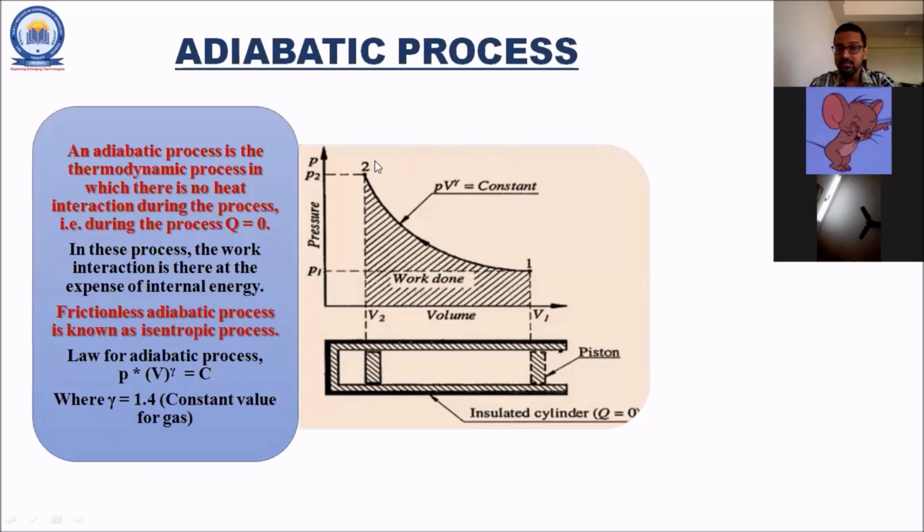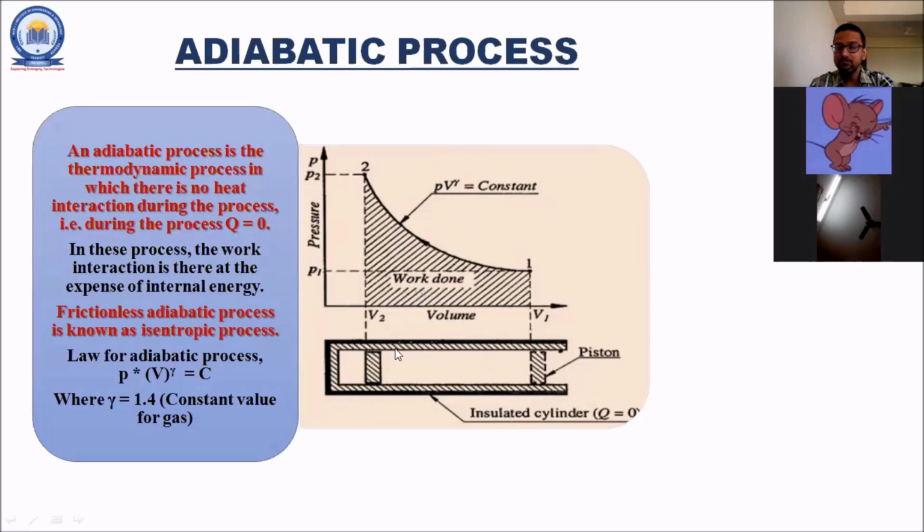If we represent the adiabatic process on the PV diagram, it shows this type of curve, where 1 is the starting point, 2 is the ending point, and the curve represents the adiabatic process where the standard equation is mentioned, that is PV raised to gamma is equal to constant. And the shaded area on the PV diagram is the work done.